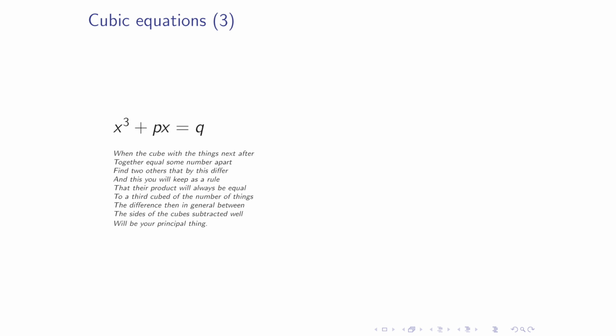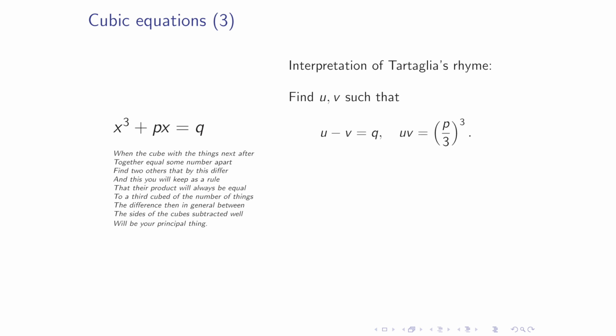find two others that by this differ. So find two numbers that differ by q, then their product will always be equal to a third cubed of the number of things. So the number of things is p. So u times v is p over 3 cubed.